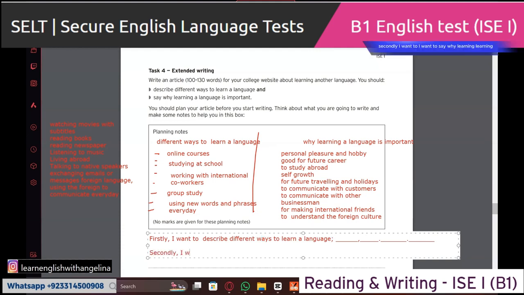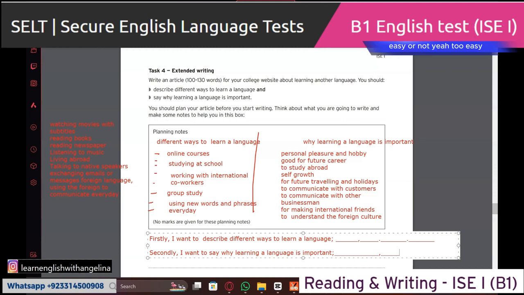Secondly, I want to say why learning a language is important. When you say it, you put a semicolon and then you put all these things in here: personal pleasure and hobby, comma, good for future career, comma. And I'm sure you can easily get 100 words, because I have written it in a very concise way. When you write it, of course, you will think in your own way.